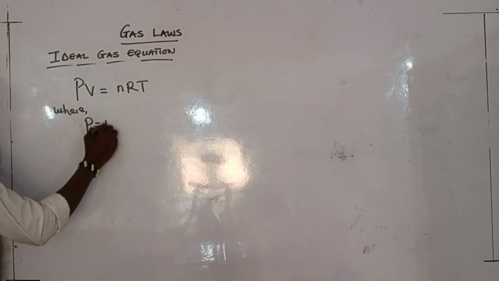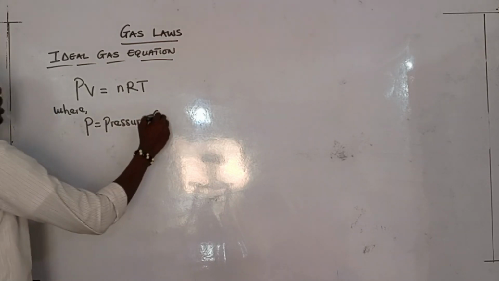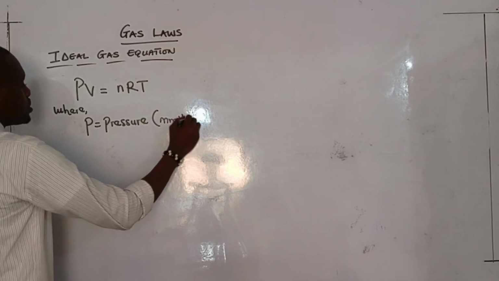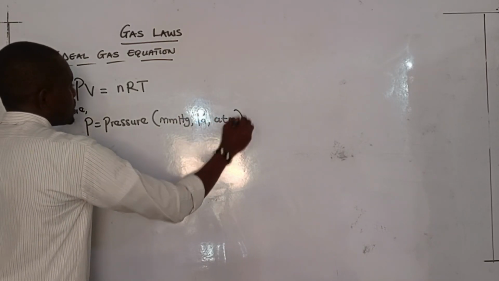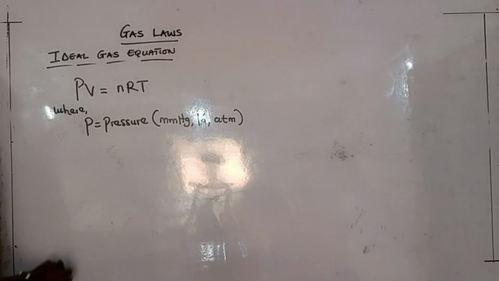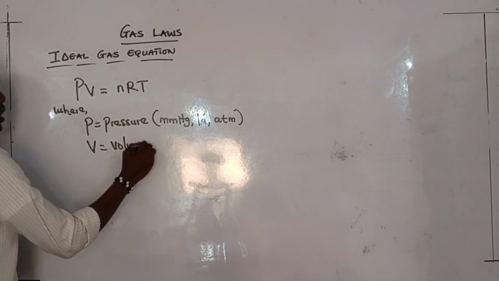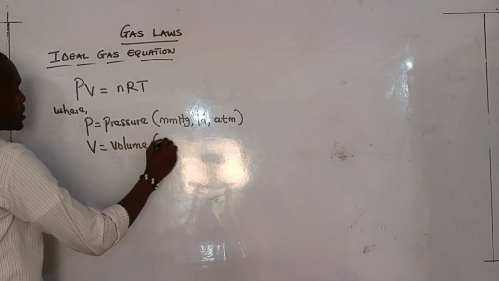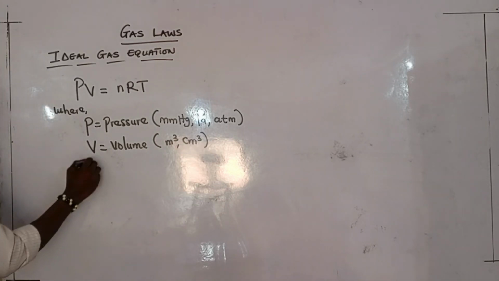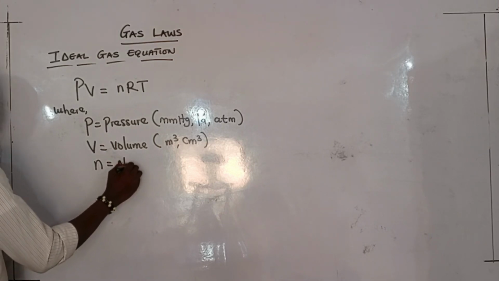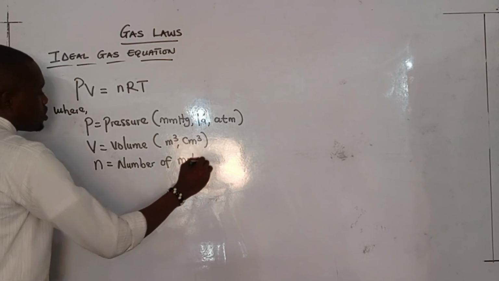our P is the pressure, and this pressure can be in millimeter mercury. It can also be measured in Pascal, or it can be measured in atmosphere, known as ATM. Then we have V, which is our volume, and this volume can be measured either in meter cube or in centimeter cube. Then we have n to be the number of moles of the gas.